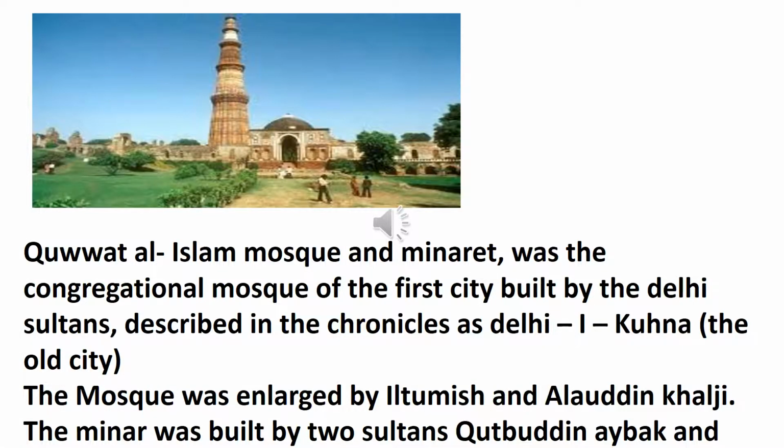It was the first city built by the Delhi Sultans, described in the chronicle as Dehli-i-Kuhna, that is, the old city. The mosque was enlarged by Iltutmish and Alauddin Khilji. The building was begun by Qutbuddin Aibak but only partly done, so it was completed by Iltutmish. Iltutmish, as you know, was a very good administrator and a very ambitious king in his period. So this is the first mosque you can find here, and we will come to the next figure.